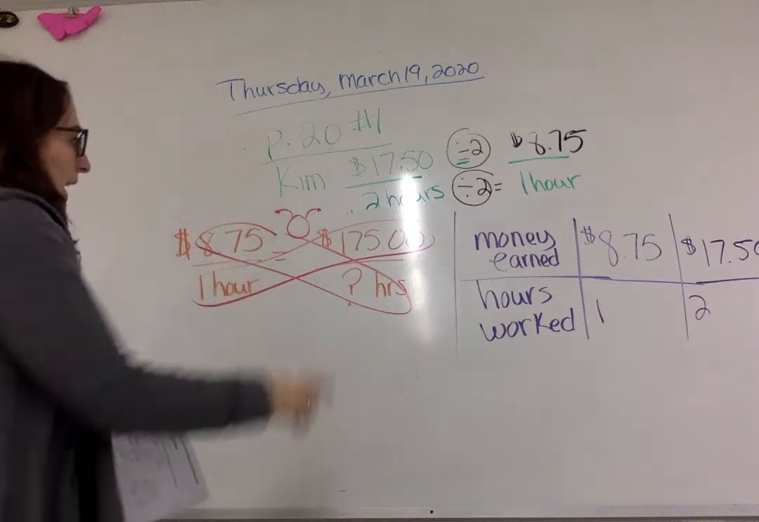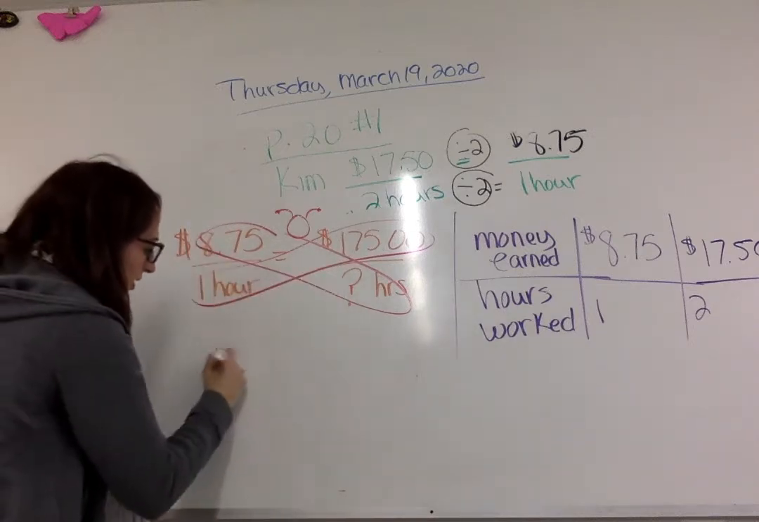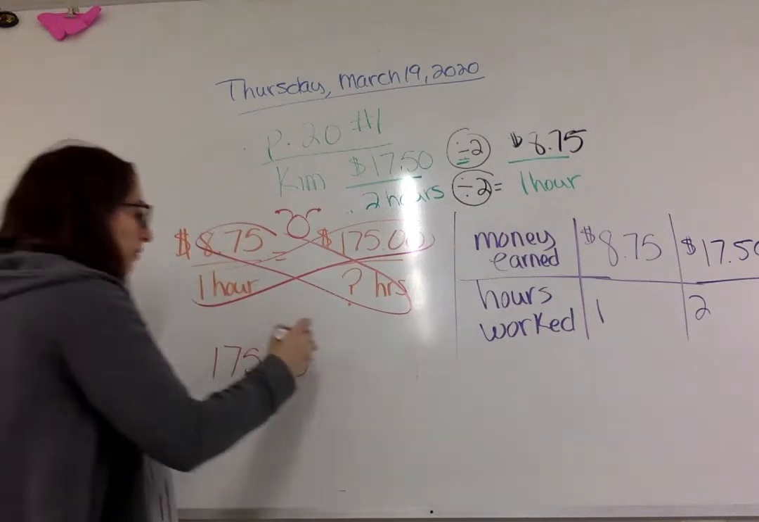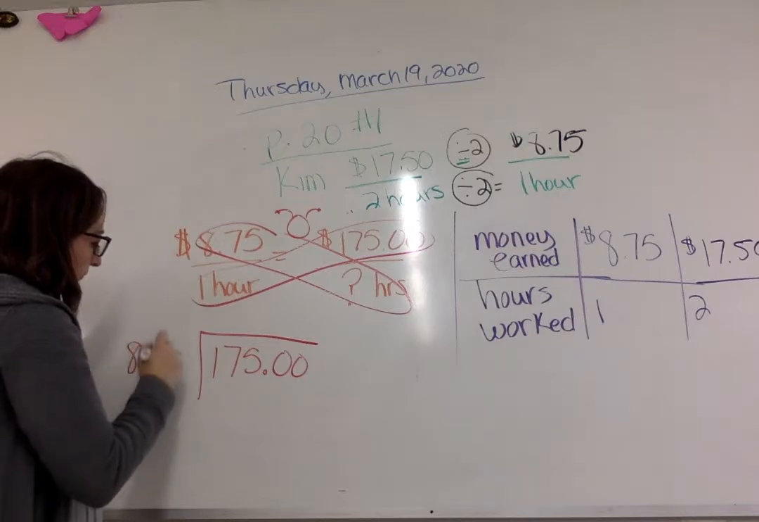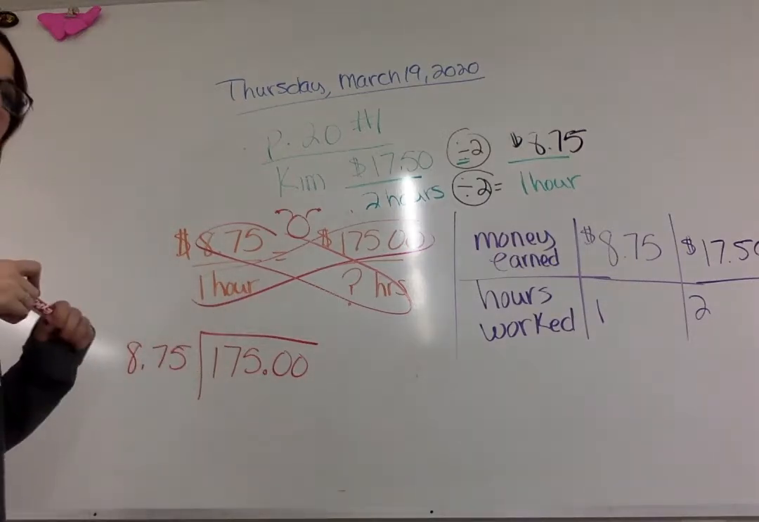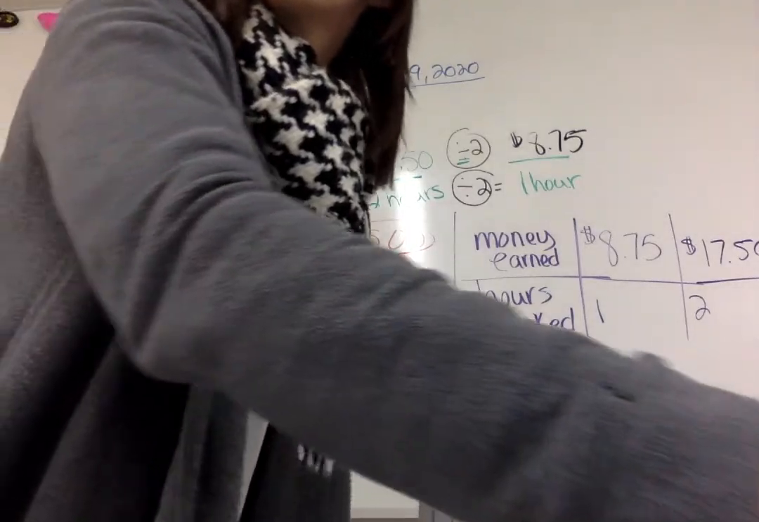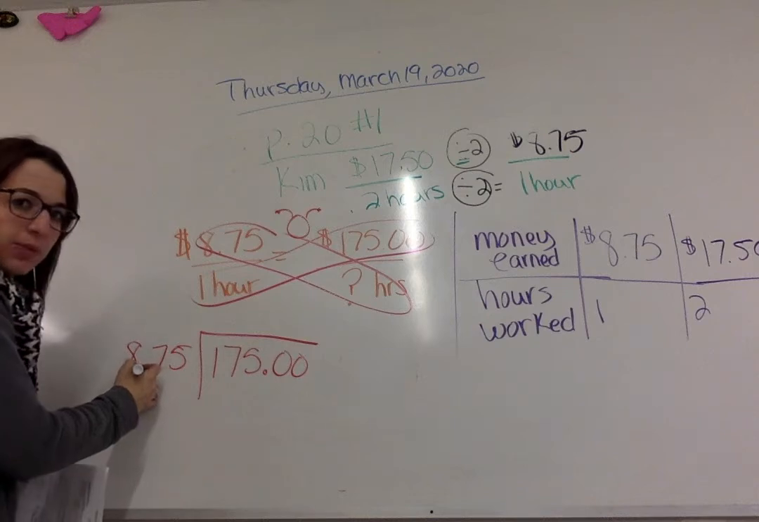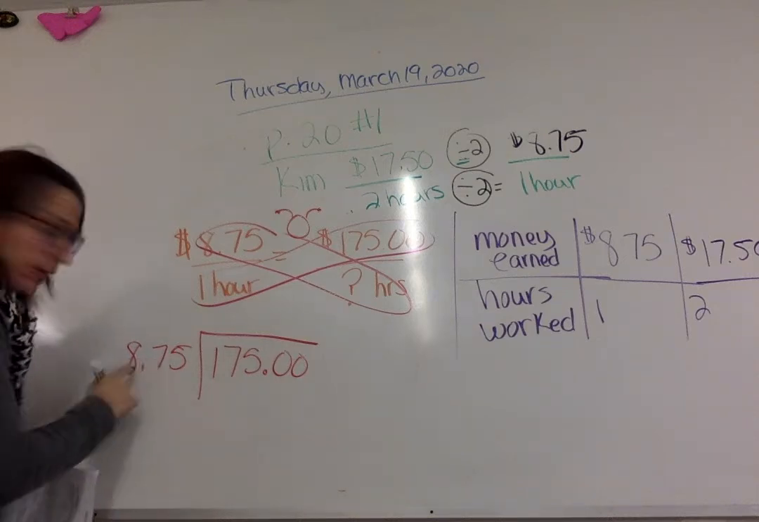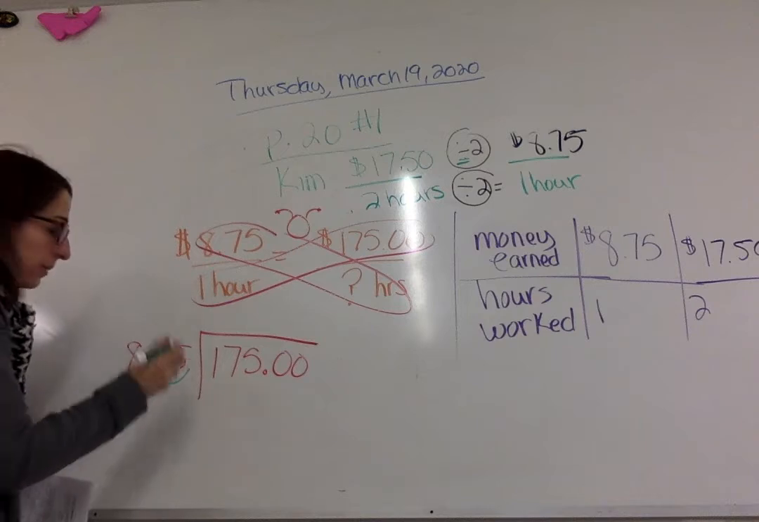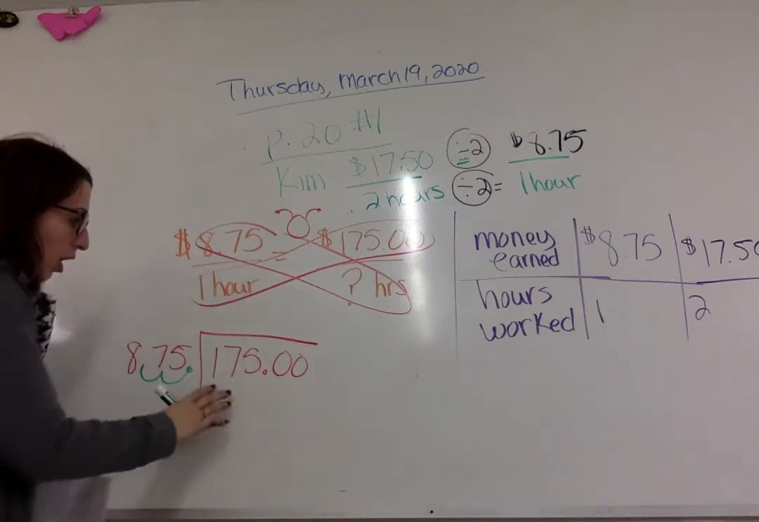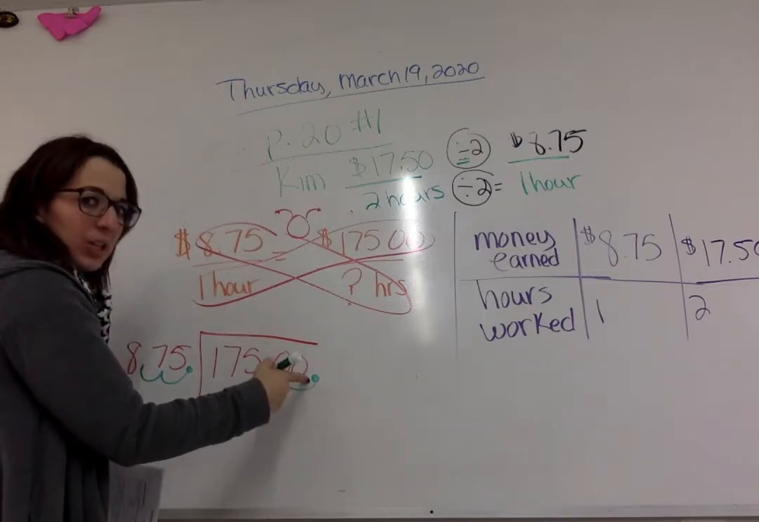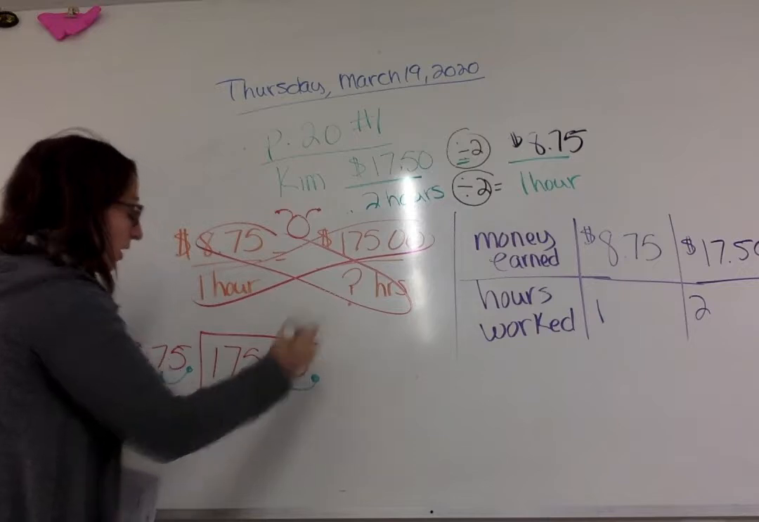Now, I have 175 times 1, which is $175. I'm going to divide that by 8.75 to figure out what the denominator has to equal. Now, I cannot have a decimal when I'm dividing, so I'm going to take the decimal to make it a whole number and move it 2 places. So now it becomes 875 here. 175 now becomes 17500, the decimal point goes after the second zero.